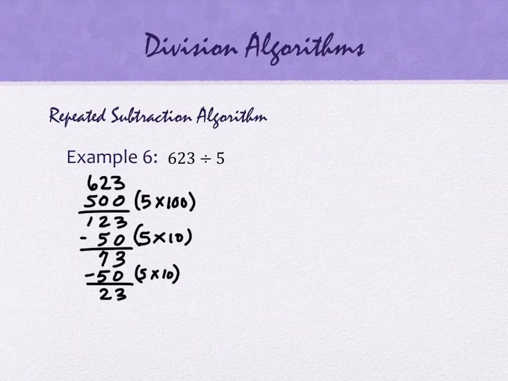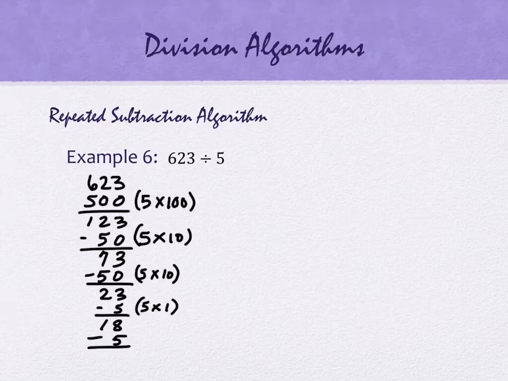Can I subtract another 50? No. So I started with 500, and then I did 50. What do you think I'm doing next? 5. That's the last thing I can do in this particular problem. So 23 minus 5 would be 18. And to the side, I'm going to write 5 times 1. Or again, you can just write a 1 if you would like. I can subtract a 5 again to give me 13. Again, that's 5 times 1.